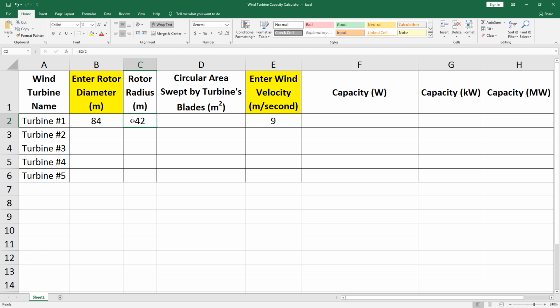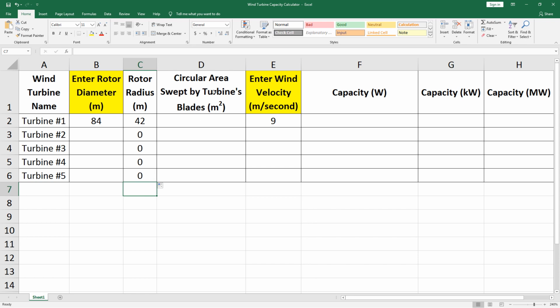Duplicate this formula for rows 3 through 6 by clicking and dragging the small green square in cell C2 all the way to cell C6. Notice that since there are currently no values in cells B3 through B6, the formula yields 0 for cells C3 through C6.